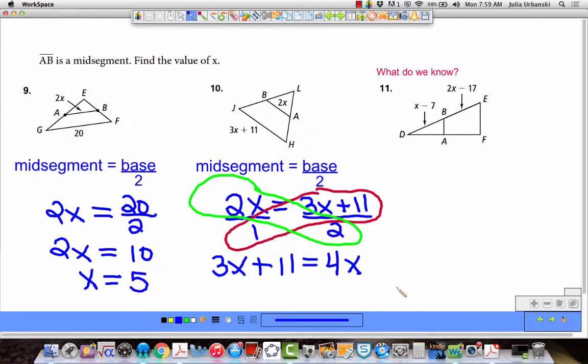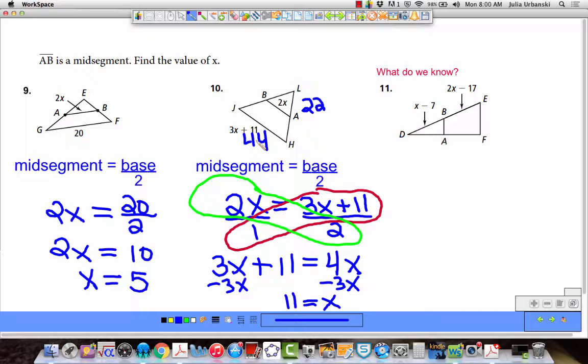What do you get? You subtract 3x from both sides. I'll show that just in case anyone didn't see it. And 11 equals x. And you can plug them in and check your work as well. 2 times 11 would be 22. And 3 times 11 would be 33 plus 11 is 44. And 22 is half of 44.